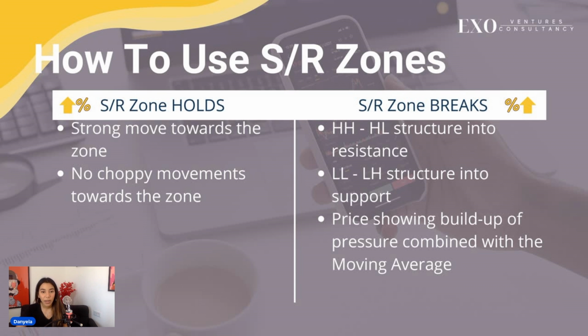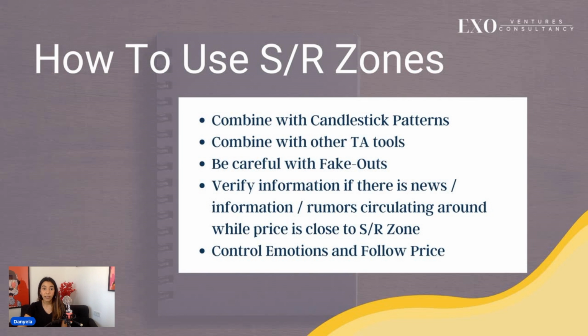Okay, so now we have some extra points that I just want to discuss on how to use these support and resistance zones. As I already mentioned before in the video, all of technical analysis is most effective when you're combining it with other market data or information. So, similar with support and resistance zones, you want to use this tool in combination with other tools. You want to combine it with candlestick patterns. You want to combine it with other TA tools like moving average, like volume, like trends, etc.